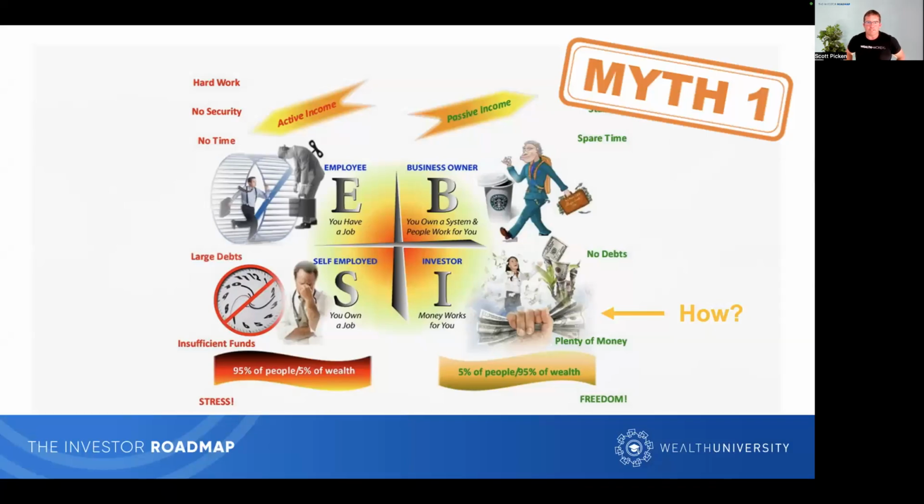And it brings me to the first myth. Now, there are going to be 10 myths that we're going to go through today that I want to debunk for you. But the first one is that you need to do it all yourself.